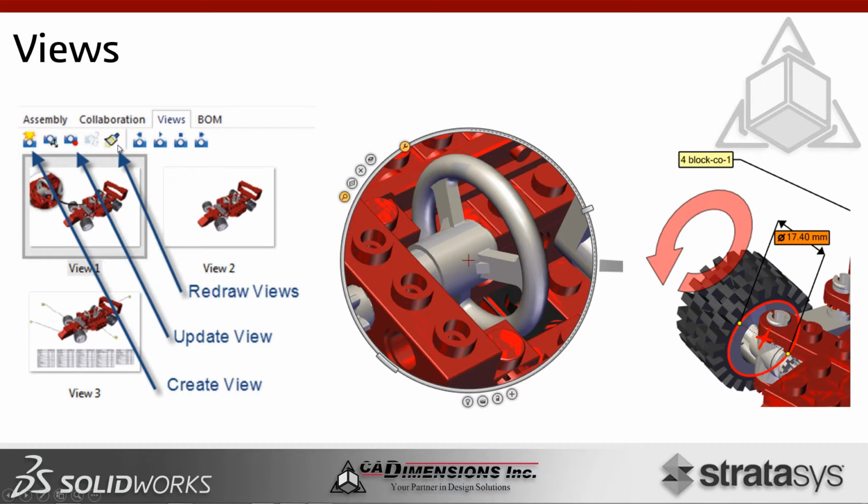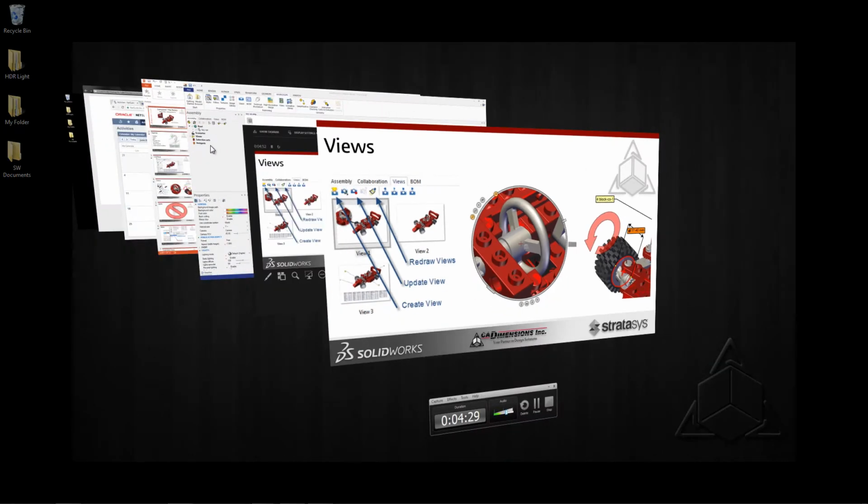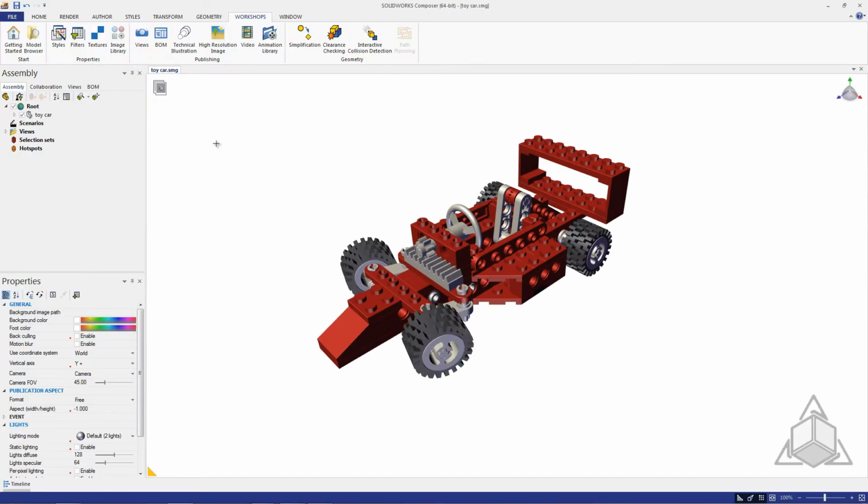Now you have the ability to redraw views. What that means is, say you go into SOLIDWORKS and you change that model, you update it into the new model, you can go through and quickly redraw all the views instead of having to go to each one and do that. So let me hop over into Composer and I'll show you how we would go through creating stuff like this. Now what we do is we go into our Views tab.